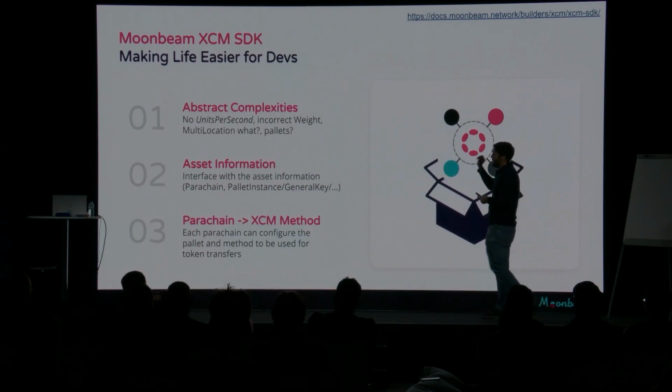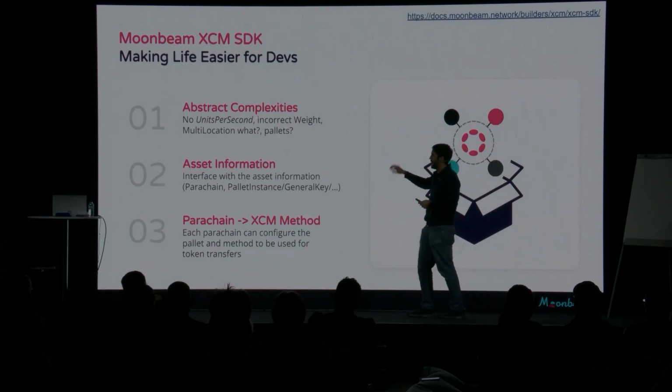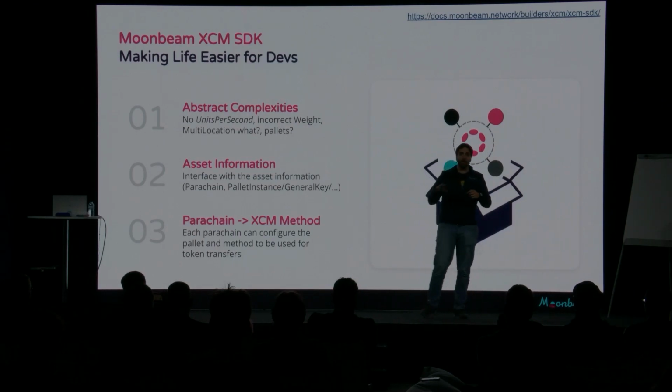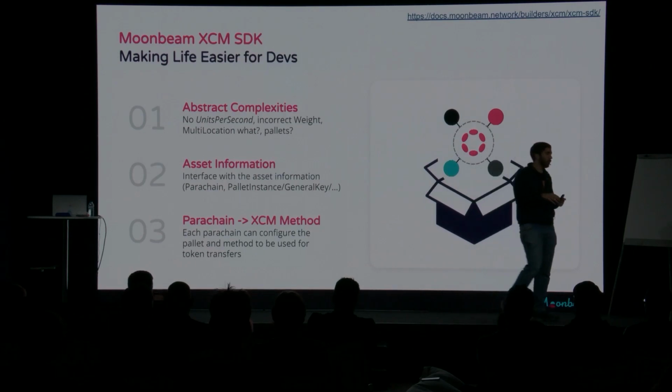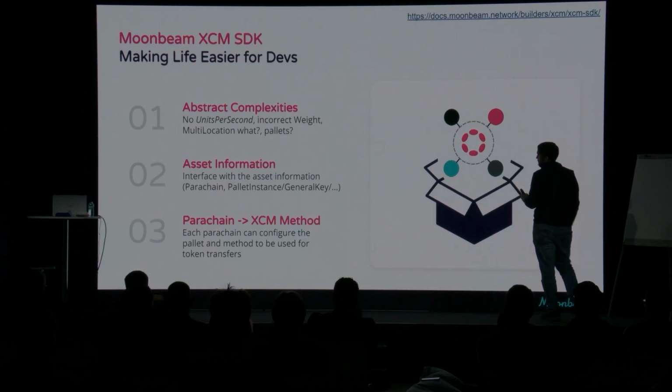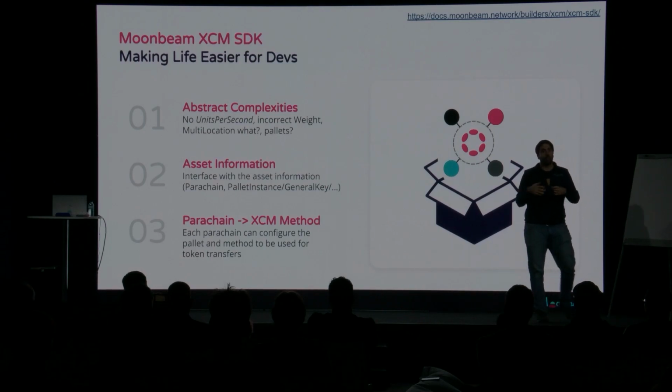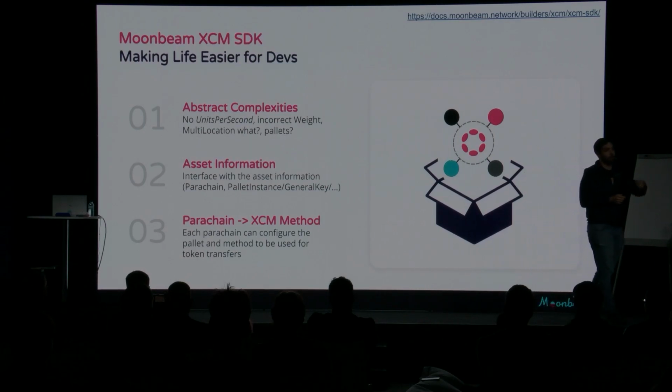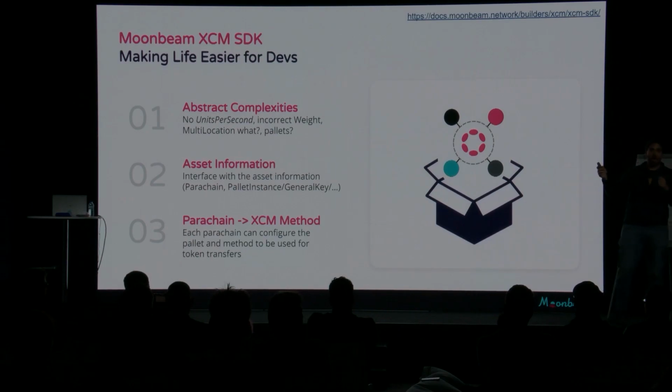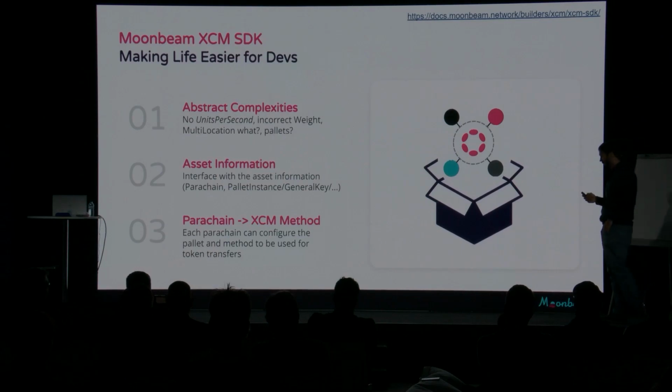It provides a very clean interface to get asset information like a parachain, pallet instance, general key. All this is baked into the SDK, so you don't have to worry about this. And each parachain can configure their own stuff, so that in the future it would be ideal for, I don't know, we have Alberto parachain. I can go into the SDK repo and just configure the Alberto configuration for the XCM SDK.